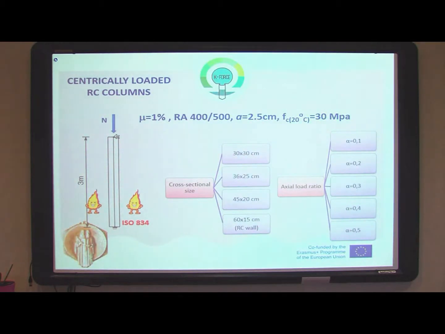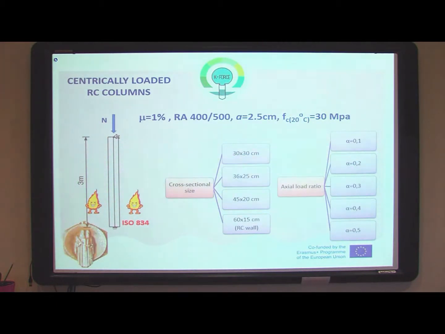All columns were fixed at the bottom side and pin-ended on the other side, and such support conditions were chosen to enable free expansion in the longitudinal direction. As a result of the column's height and the dimensions of the cross-sections, a small slenderness ratio was achieved. In such a case, the support conditions have a negligible effect on the fire resistance, so they were not analyzed.